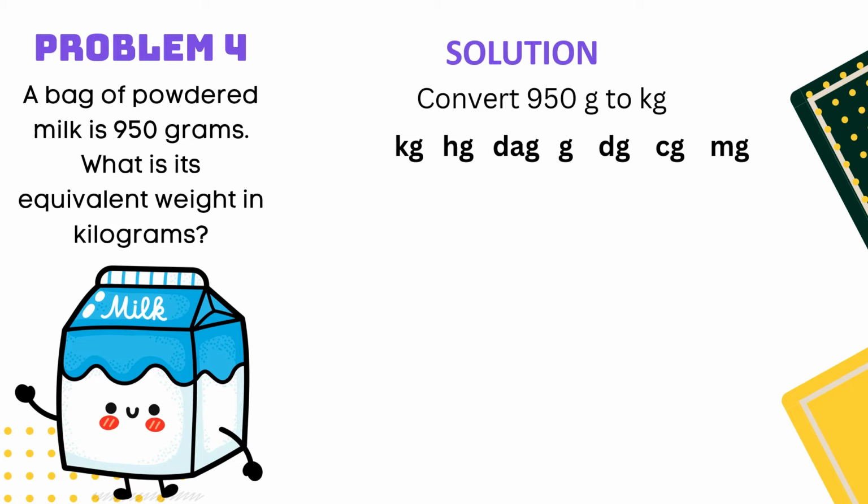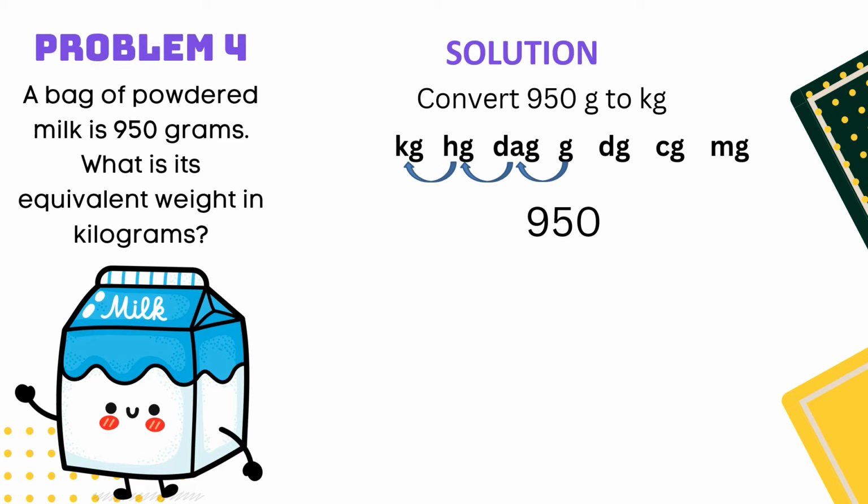So we have kilogram, hectogram, decagram, gram, decigram, centigram, and milligram. We're going to convert from a smaller unit to a bigger unit. So we start from gram to kilogram. How many jumps? There are 3 jumps.